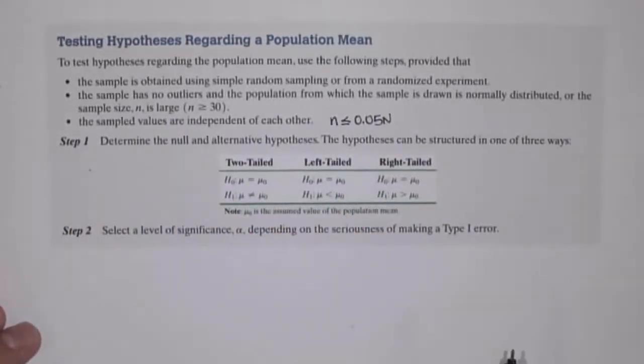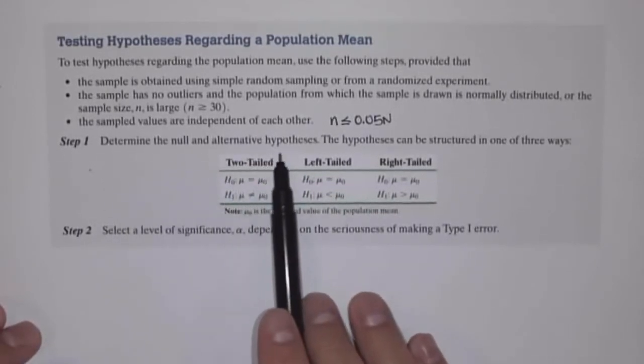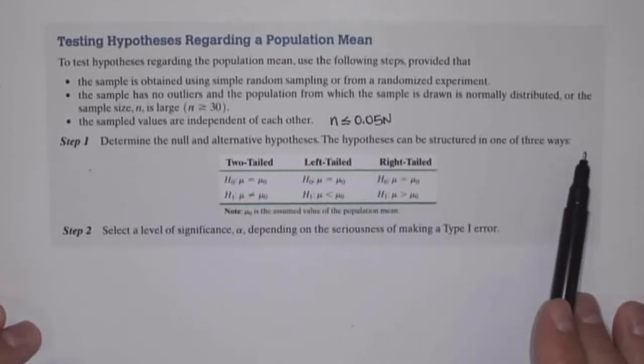Now, if these conditions are met, then we're going to conduct a hypothesis test pretty much the same way we did for proportions, except it's going to be based on students' t-distribution. So step 1, determine the null and alternative hypotheses. The hypotheses can be constructed in one of three ways.